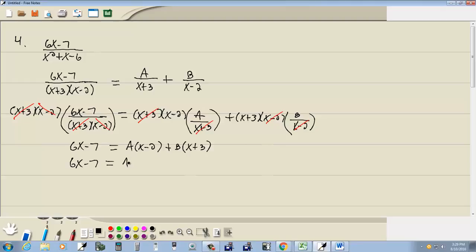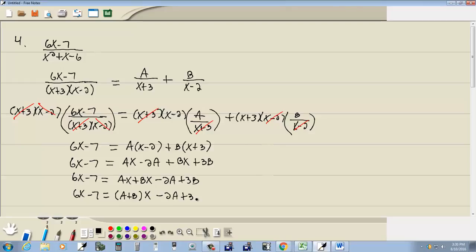Now a times x is ax, a times negative 2 is negative 2a, b times x is bx, and b times 3 is 3b. Now we want to group the x's together, so I got ax plus bx, and then group the rest of it together, negative 2a plus 3b. Now if I were to factor out an x, and I'll factor it out by putting it after that, that becomes a plus b times x, then minus 2a plus 3b.